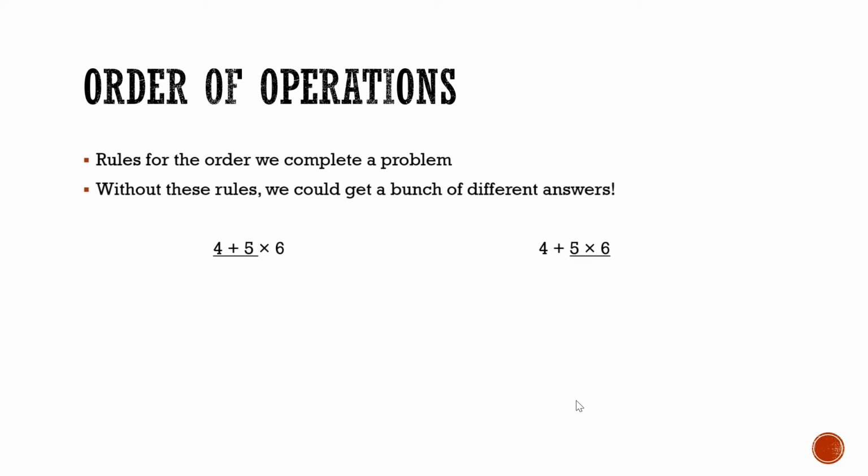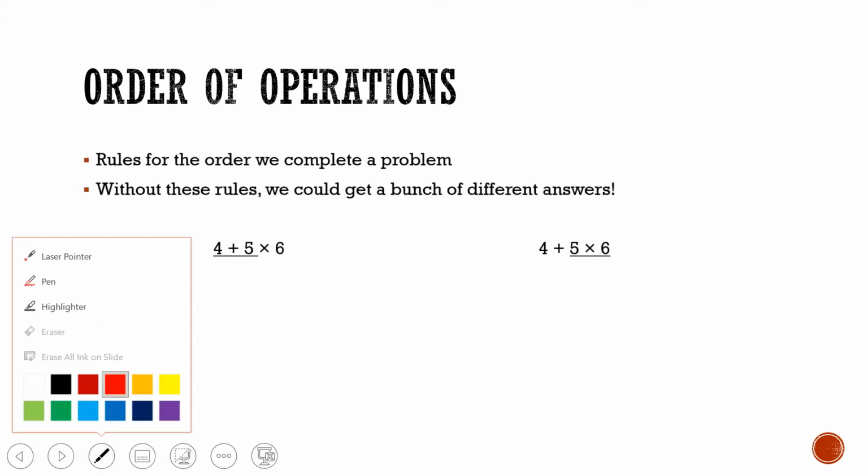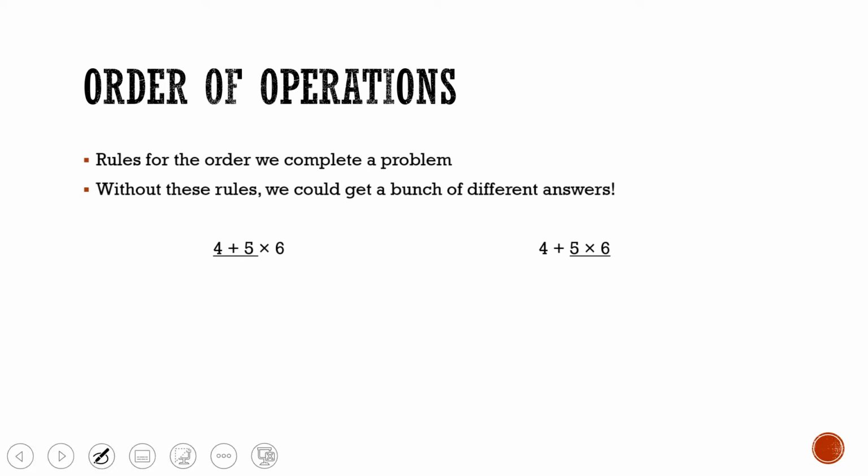So for example, let's look at this first problem here. We have 4 plus 5 times 6 and 4 plus 5 times 6 on both sides. But really, we have two options here to start. We can either take 4 plus 5 first, like I have underlined on the left side, or the 5 times 6 first, which I have underlined on the right side. So let's do both of these problems these two different ways.